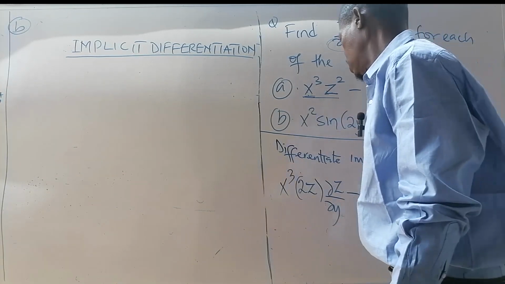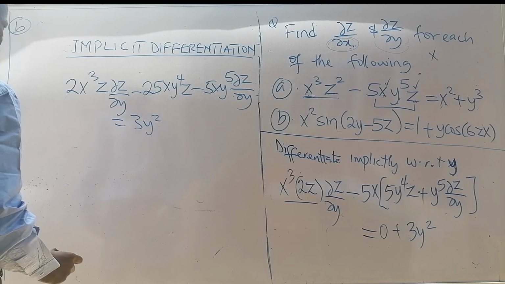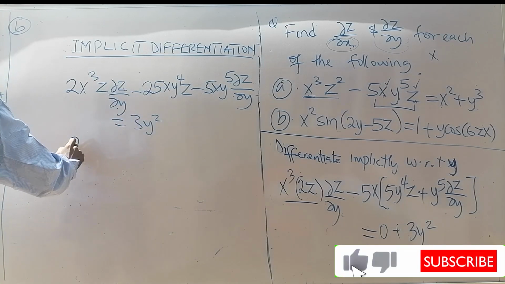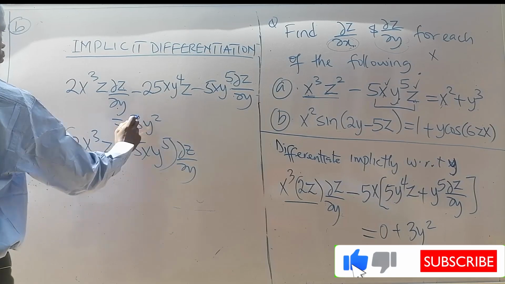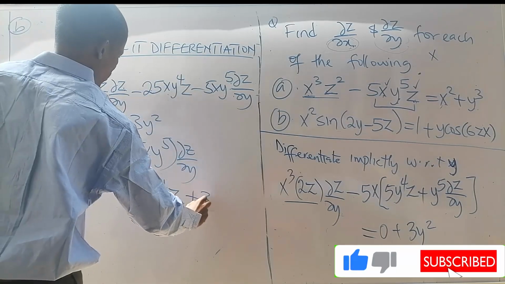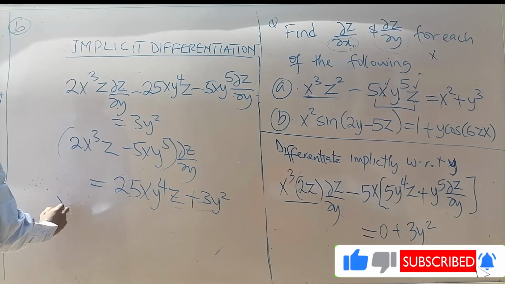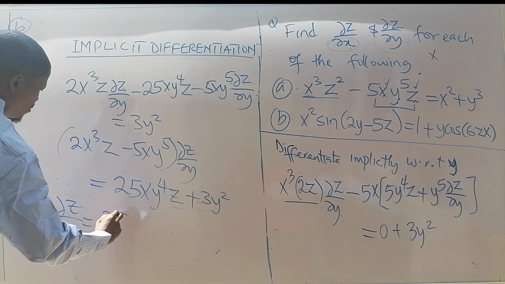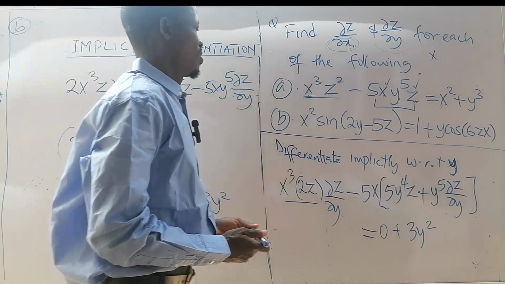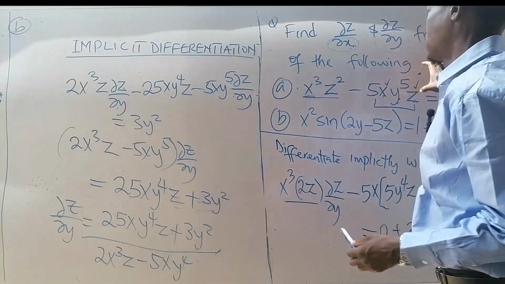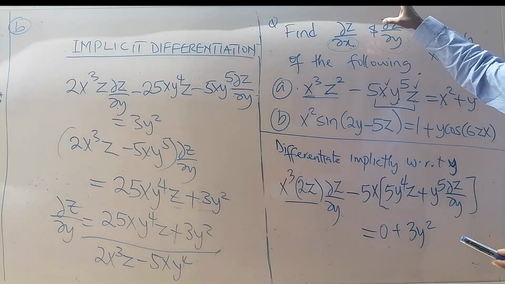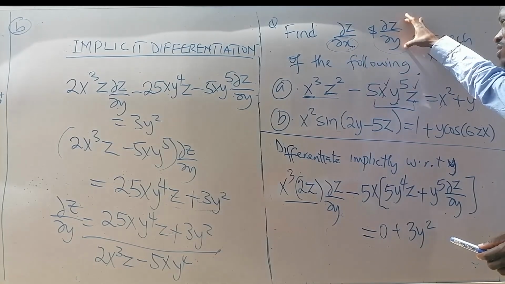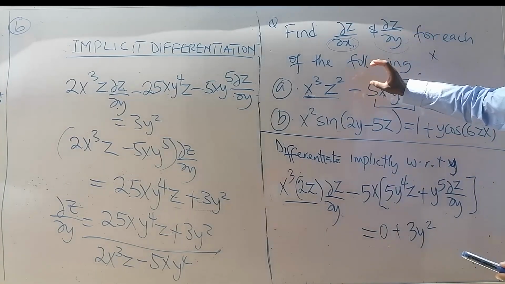So open the brackets. Let's bring the del z/del y together. Then we have this equal to, move this one to the other side, plus 3y squared. So finally, del z/del y will be equal to this. So that's that on the a parts. We've gotten del z/del x, and we've gotten del z/del y for the a parts.